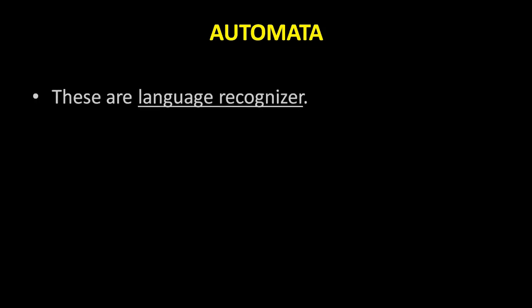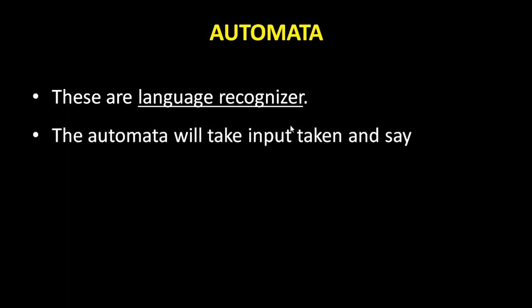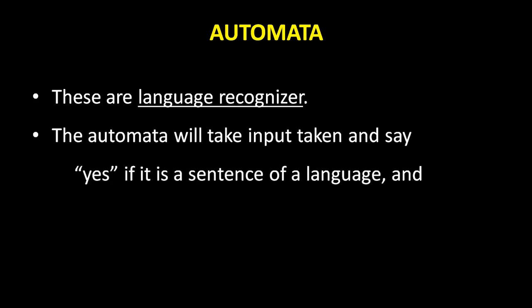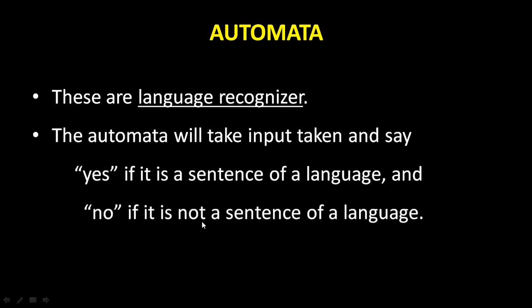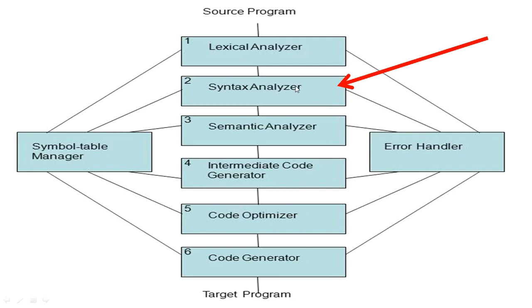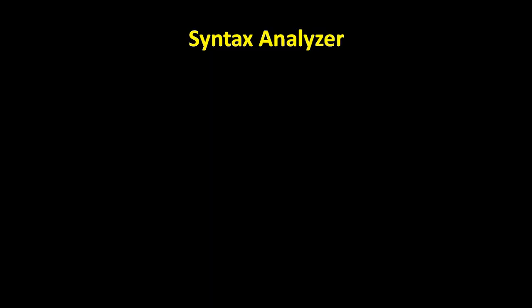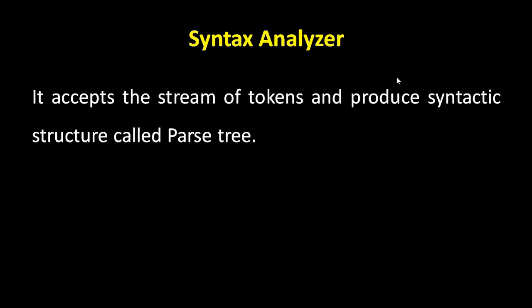These are language recognizers. Recognizer means it checks whether the particular word belongs to this language or not. It can accept the token and say whether it is valid or not. If it is valid, it says yes, otherwise it says no. This automata exists in the second phase called syntax analyzer. We already know what is syntax analyzer. It accepts the tokens and produces the syntactic structure called parse tree.